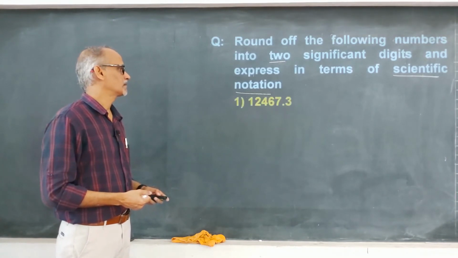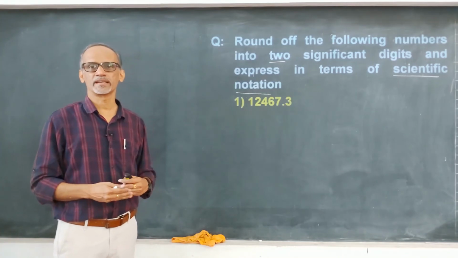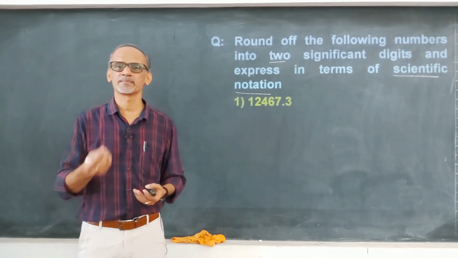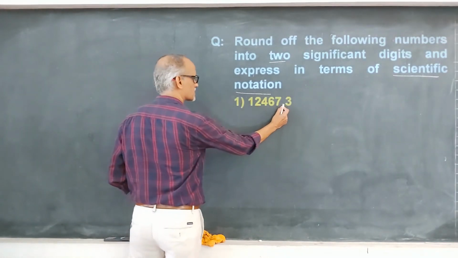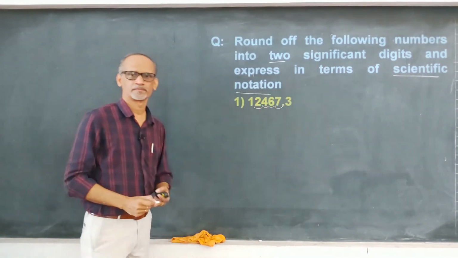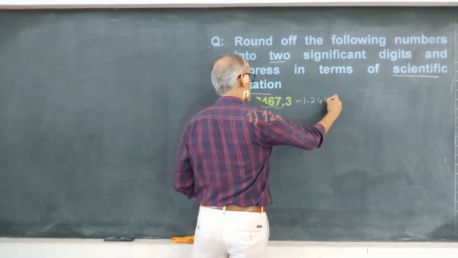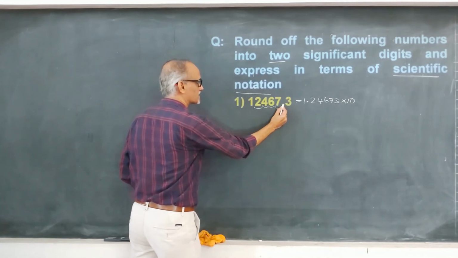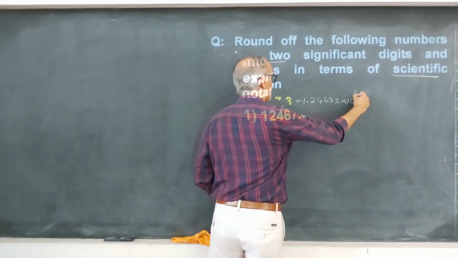It's given 1, 2, 4, 6, 7.3. First, I will express in terms of the scientific notation. What do you mean by scientific notation? Scientific notation is nothing but shifting the decimal, correct? So, let's first do that. Here it is 1, 2, 3 and then 4. So, it's a 1.24673 into 10 to the power. We have shifted from here, see 1, 2, 3, 4. So, I have to write 10 to the power 4.